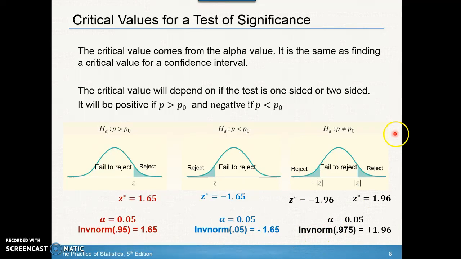So when I do my inverse norm to get this z-score between the fail to reject and reject, I have to do inverse norm of 0.975, because I have 95% of the curve in here plus the 2.5% in this rejection region. You could also do inverse norm of 0.025, okay, because I have 2.5% in this region.